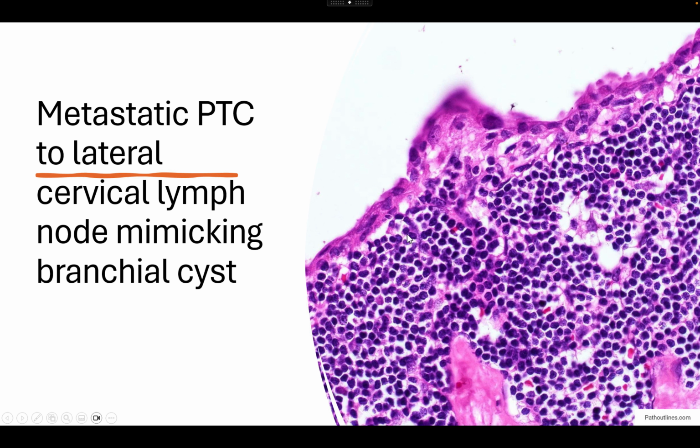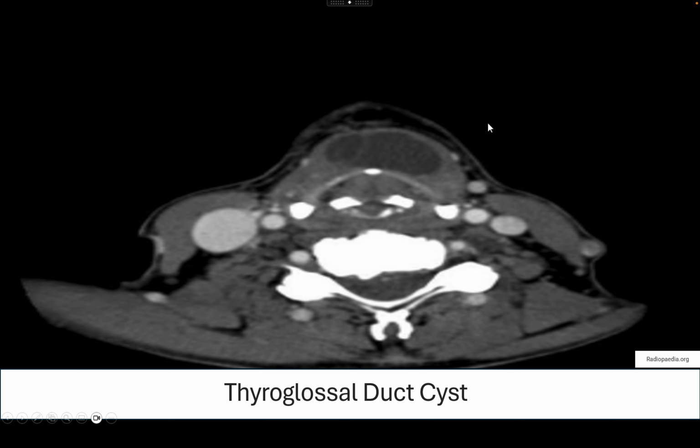And just to show you how tricky this is, this is actually a case of metastatic papillary thyroid carcinoma to the lateral cervical lymph node, mimicking a branchial cleft cyst. You have these lymphocytes, but actually, if you look closely, look how enlarged these nuclei are compared to these lymphocytes. You can fit 4 of them in here.